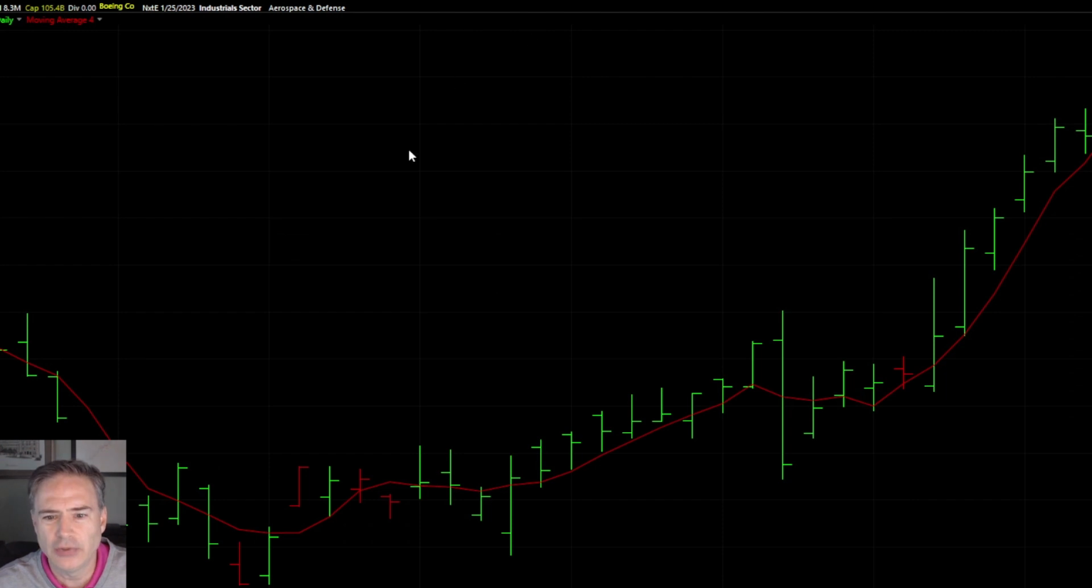Let me just show you. This is Boeing on a daily chart, and it shows some different periods. On TC2000, I can color code the bars, and the red bars are NR7 bars. I'm always on the lookout for those. It's kind of funny when I go through and look at the individual charts.